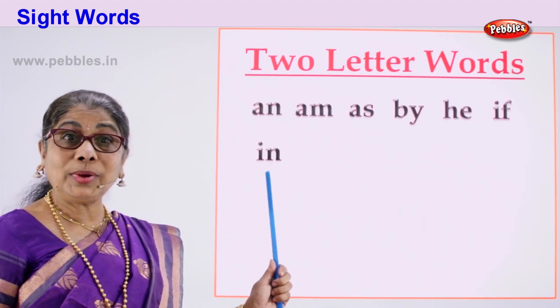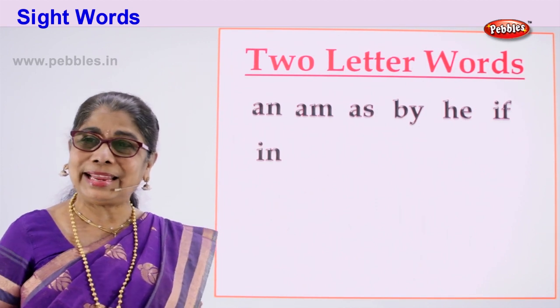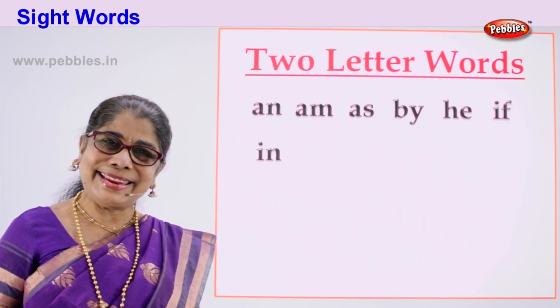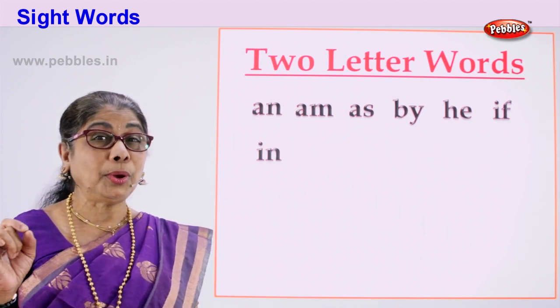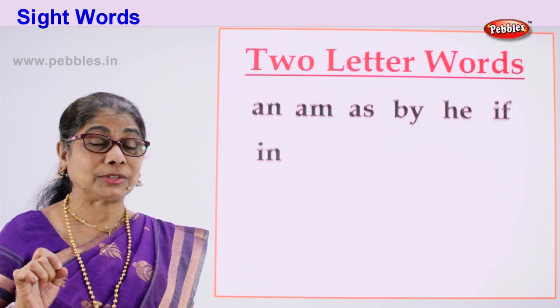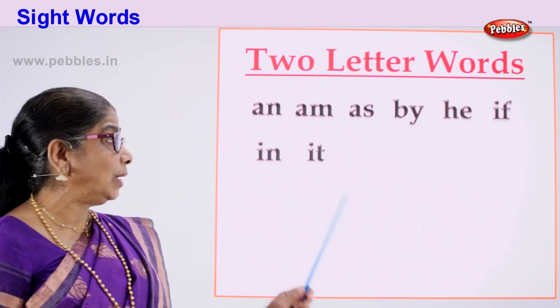So, what is this word? In. Good. You're able to look at it and say what it is. In. Put your book in the cupboard. Put your pencils in your pencil box. Good. Let's look at another word. Another 2-letter sight word. What is it?